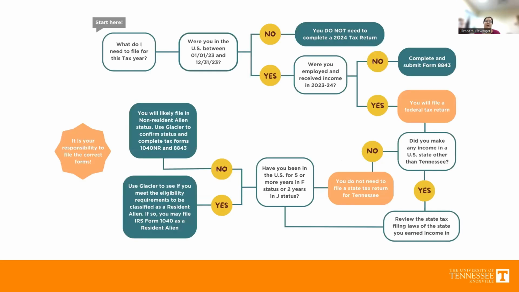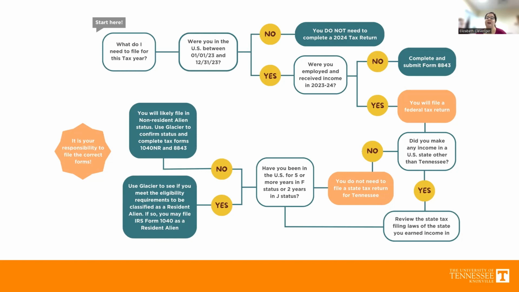So here is a little bit of a flow chart. I'd recommend that maybe you pause the presentation here and take yourself through the flow chart a little bit. This is going to help you determine what you need to do. So you start right up there in the top left corner. What do I need to file? Go through. Were you in the US in 2023?